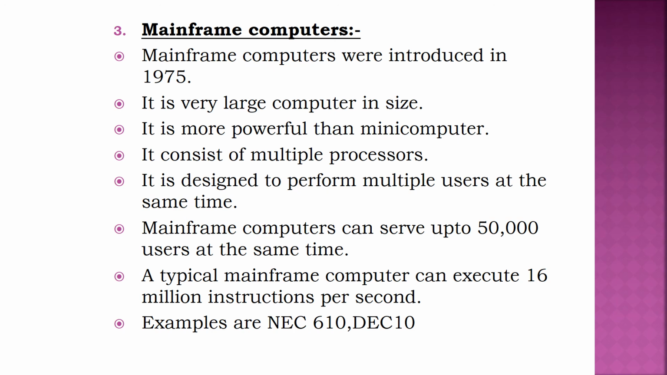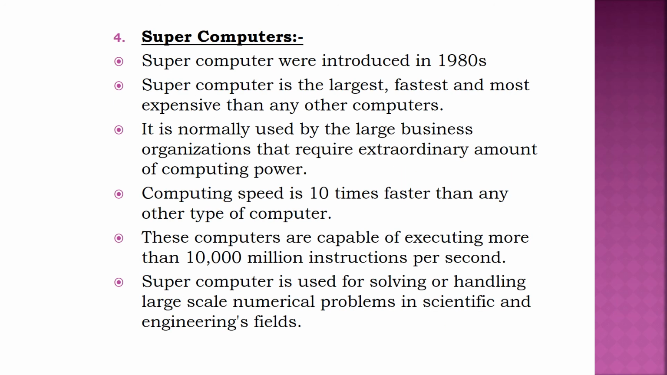Let us move on to the next type, supercomputers. The supercomputer was introduced in the 1980s. A supercomputer is the largest, fastest and most expensive of any computers. It is normally used by large business organizations that require an extraordinary amount of computing power. Its computing speed is 10 times faster than any other type of computer.